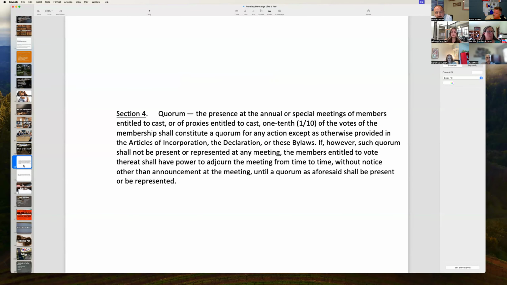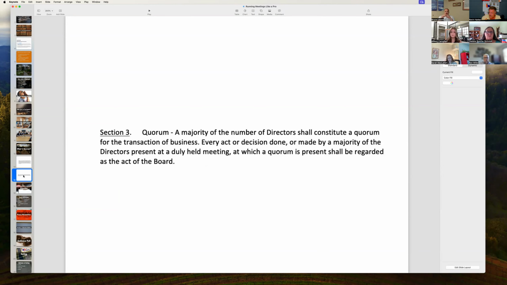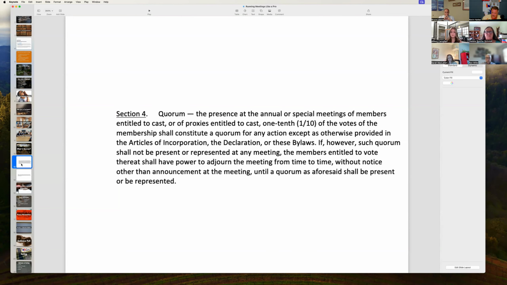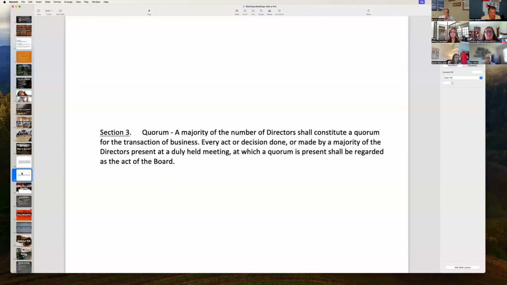Here's an example. This set of bylaws says 10% of the total membership must be present in person or by proxy for quorum. Here's one for the directors, a majority of directors. So you're always going to have two different quorum requirements: one for owner meetings and one for directors, okay?